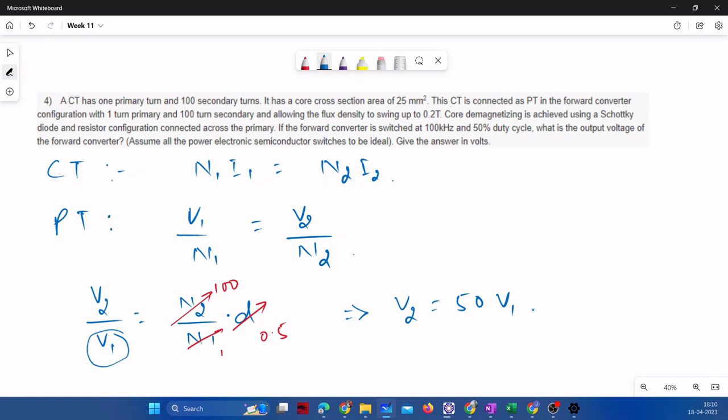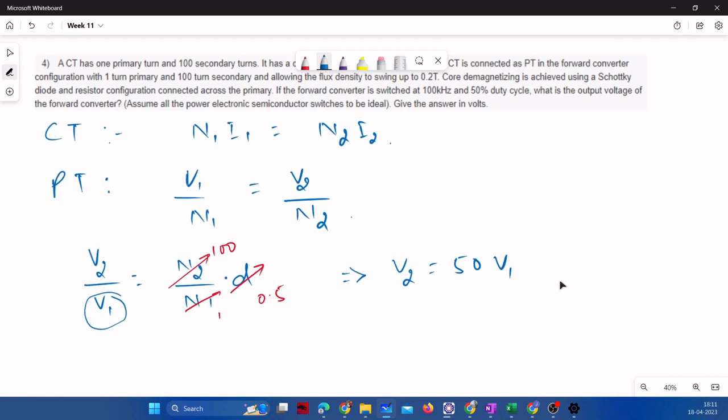So, magnetizing inductance. To find the magnetizing inductance, the data is given. First of all, why do we need magnetizing inductance here? Because V1 by Lm is the primary current. So you are saying that if somehow we can relate the voltage with flux.